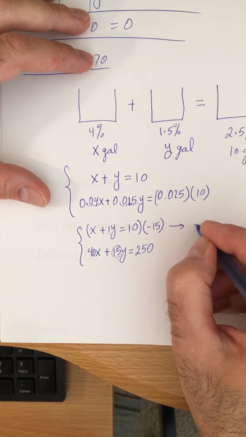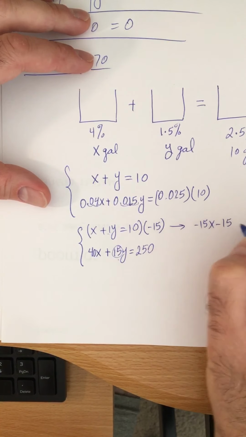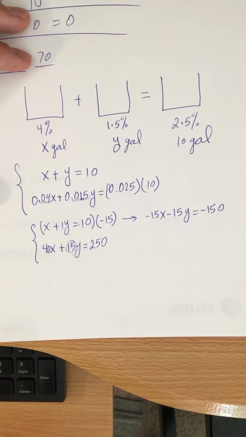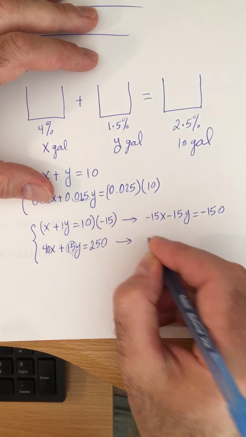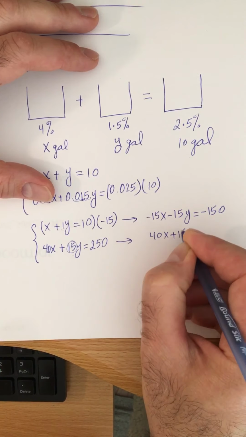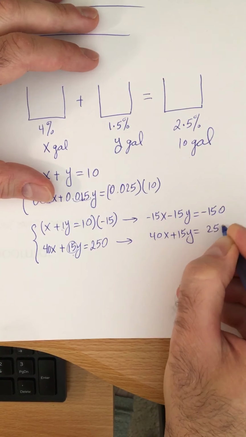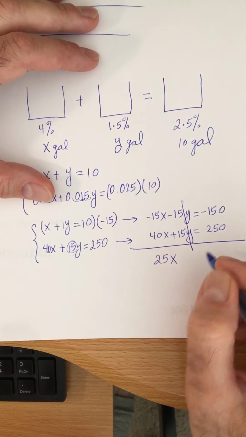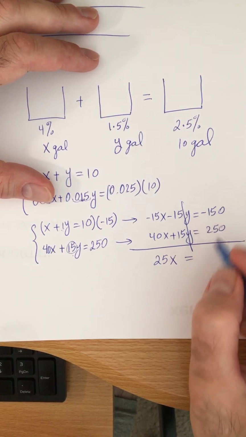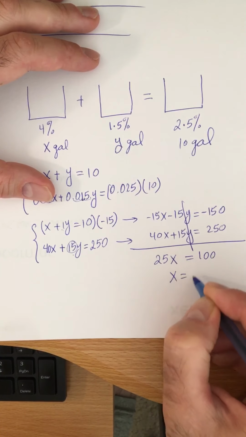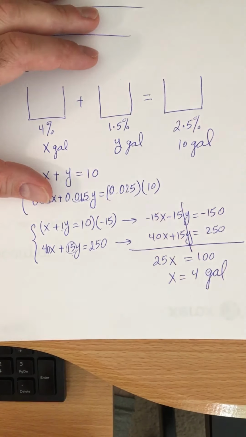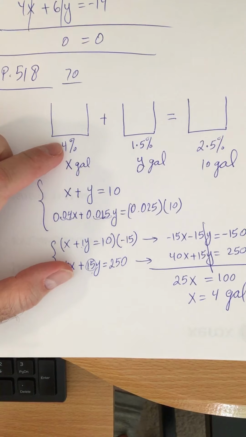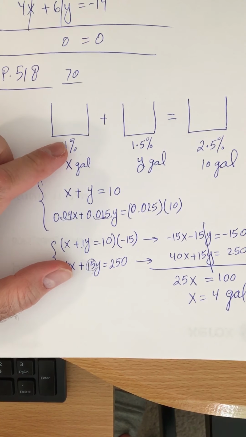So first equation becomes negative 15x minus 15y equals negative 150. Don't forget to multiply both sides of the equation by that factor. Second equation stays as it is, 40x plus 15y equals 250. Add them up, and y cancels. This gives you 25x, and this gives you 100. So x equals 4 gallons. So you have to have 4 gallons of the 4% milk fat milk.